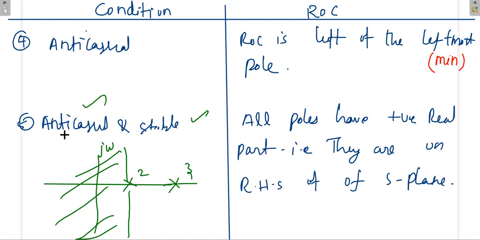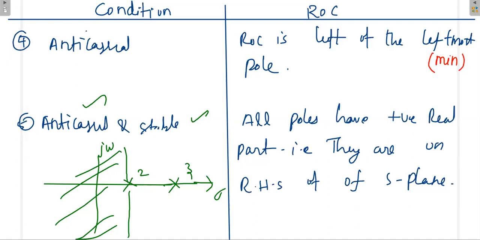So to get both anti-causal and stability at a time, what is the condition? All poles must have a positive real part. That means all the poles have to be placed on the right half of the S plane. So this is the simple comparison with respect to the ROC. In future, once you know the ROC, we can easily identify the nature of the system, whether it is stable or not, causal, non-causal, or anti-causal.